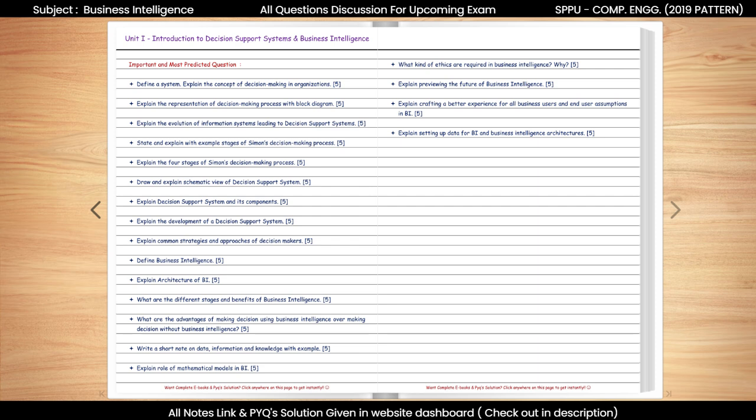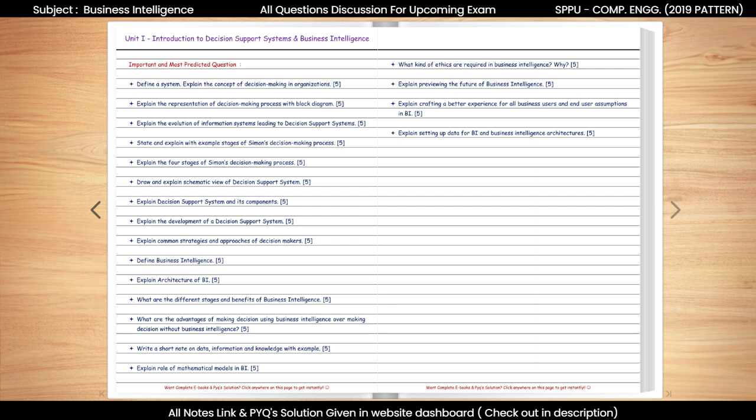Now, let us move on to our next important topic, representation of decision-making process. From this topic, we can expect questions such as, explain the representation of decision-making process with block diagram. The decision-making process can be represented as a sequence of steps. If I explain the block diagram in words, imagine a flow starting with problem identification, then moving to data collection, followed by analysis of alternatives, then evaluation of options, and finally selection and implementation of the best decision. Each block feeds information to the next, creating a logical flow of decision-making.